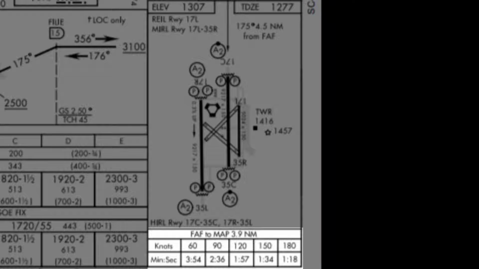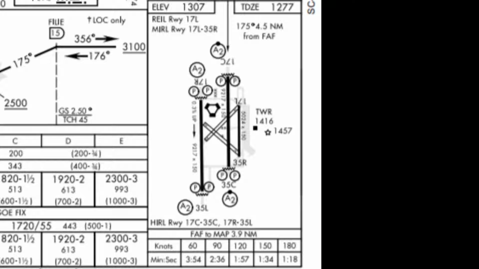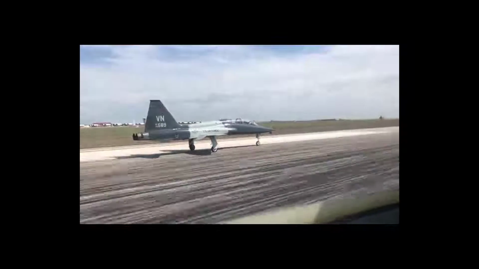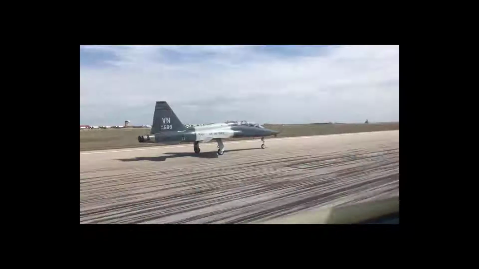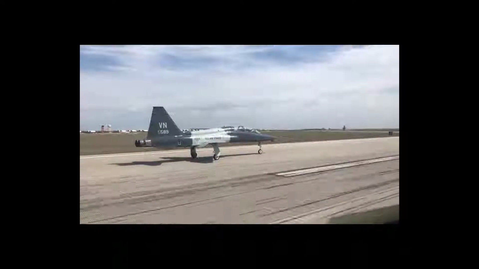Beneath the airport sketch will be a time and distance table for non-precision approaches. This table provides the distance and time required from the final approach fix to the missed approach point for select ground speeds. Well, there you have it. You're now an expert in reading instrument approach procedure plates.